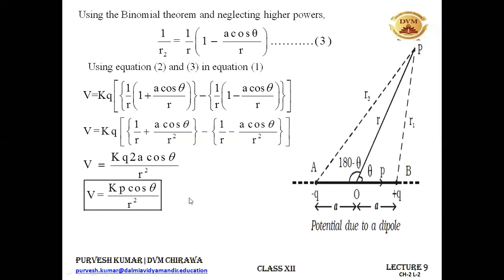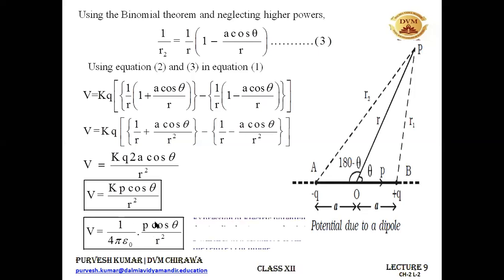Now this K can be replaced as 1 upon 4 pi epsilon naught, so I can also write it like this. This K is 1 upon 4 pi epsilon naught when the charges of the dipole are placed in the vacuum. If it is in some other medium, then this epsilon naught gets replaced by the permittivity of that medium, epsilon. So I have replaced this K with 1 upon 4 pi epsilon naught. This is one alternate expression. You can write it like this also.